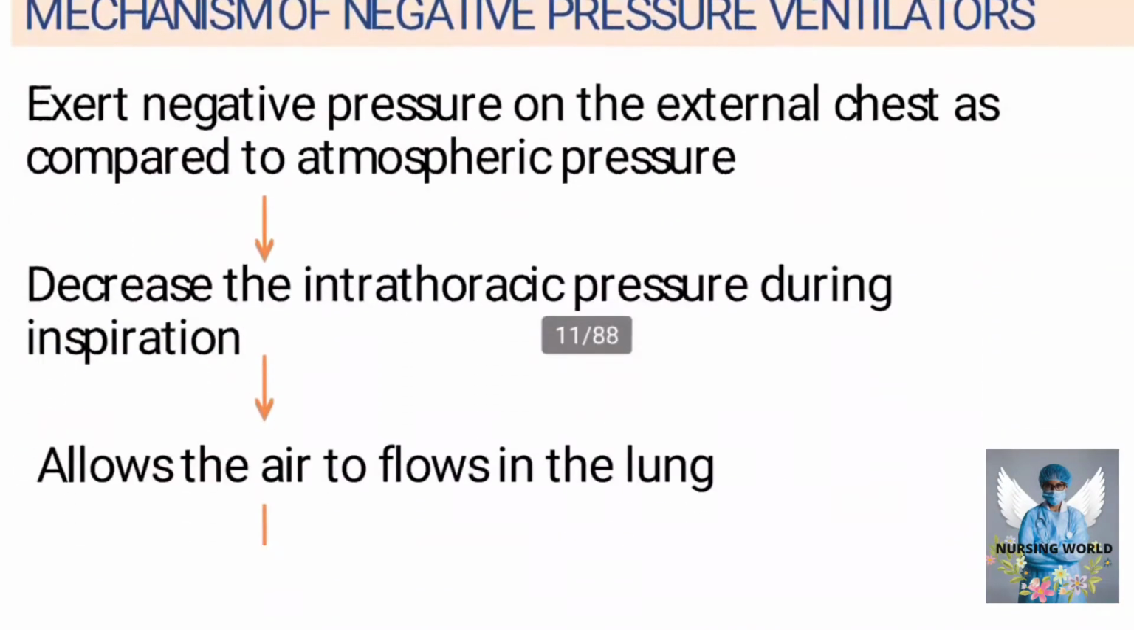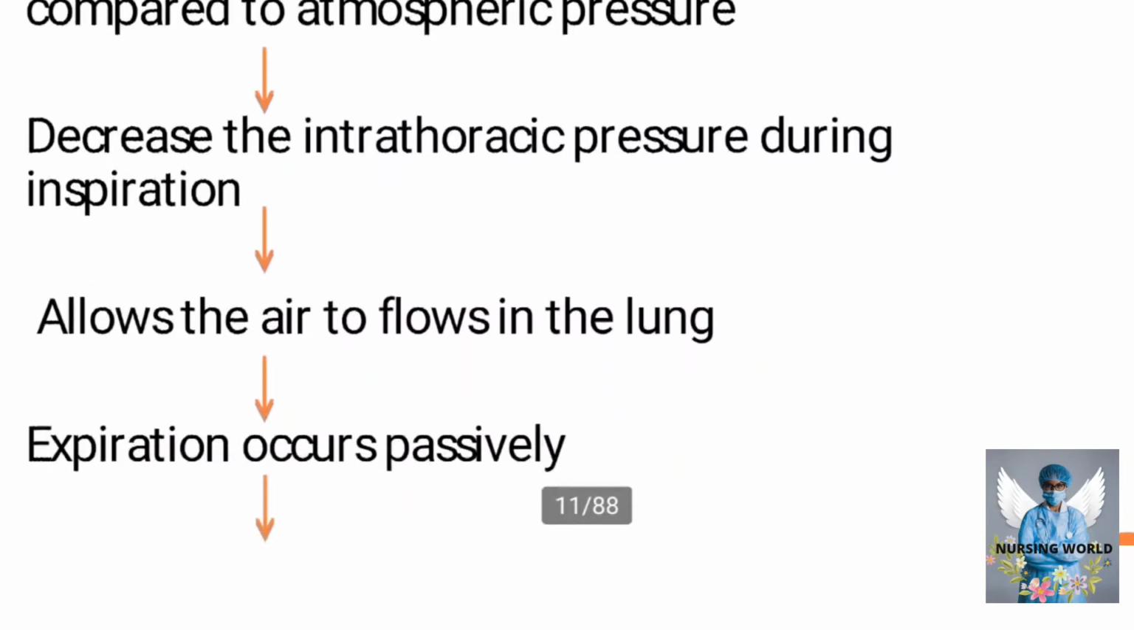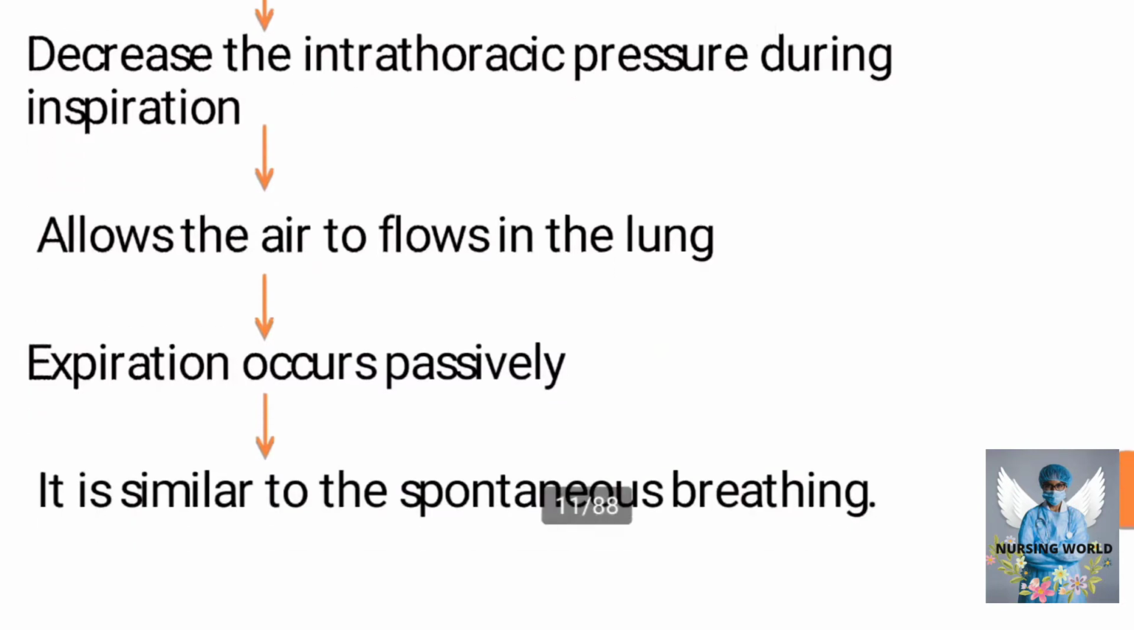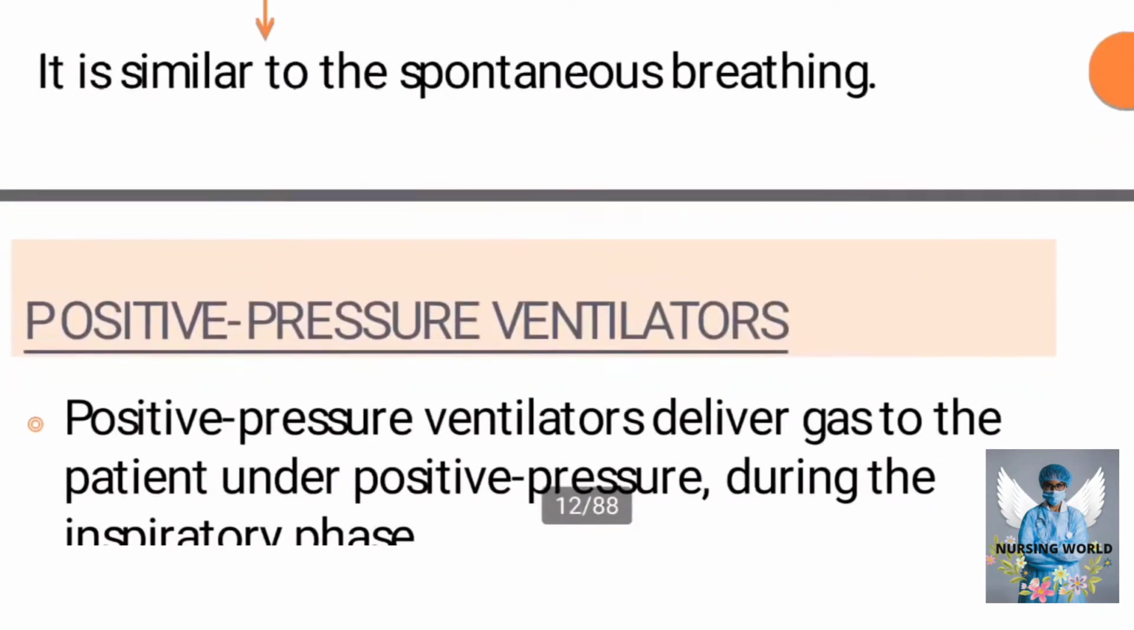The mechanism of mechanical negative pressure ventilators is to exert negative pressure on the external chest as compared to the atmospheric pressure, and that leads to a decrease in the intrathoracic pressure during inspiration. When the patient is taking in air, the decreased thoracic pressure allows air to flow into the lungs. Then expiration occurs passively. It is similar to spontaneous breathing. This is about the negative pressure ventilator.